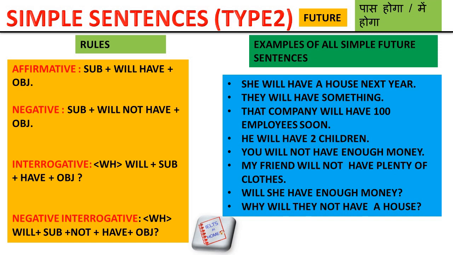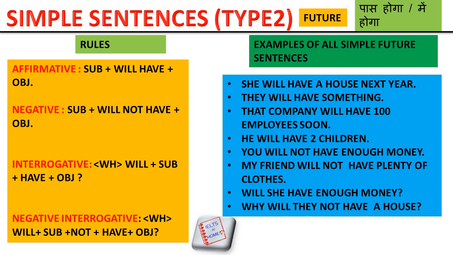First example is, she will have a house next year. अगले साल उसके पास एक घर होगा. They will have something. उनके पास कुछ होगा. So with all the subjects, either singular or plural, we use will have for affirmative sentences. And another affirmative sentence is, that company will have 100 employees soon. उस company के पास 100 workers होंगे, जल्दी ही होंगे. He will have 2 children. उसके पास 2 बच्चे होंगे.